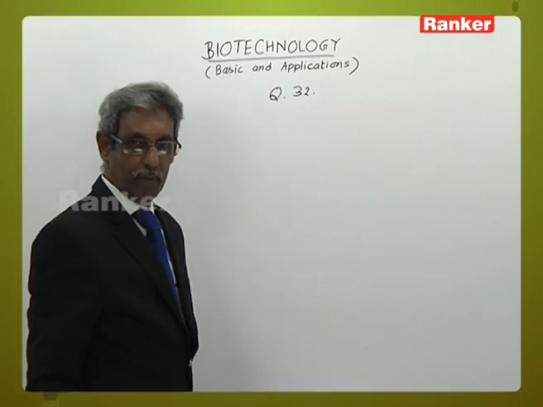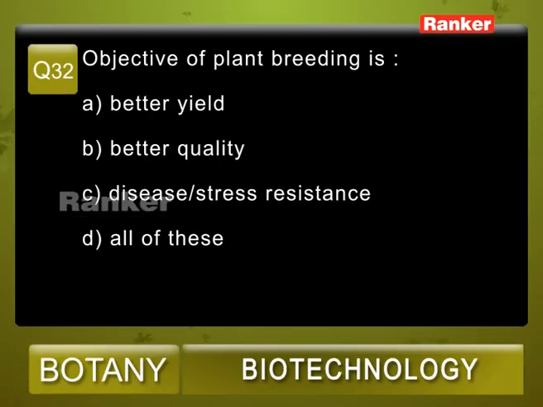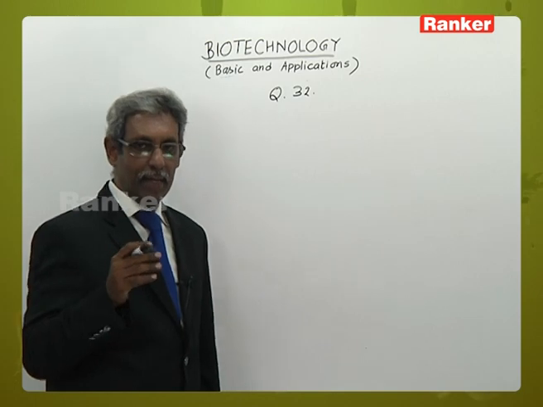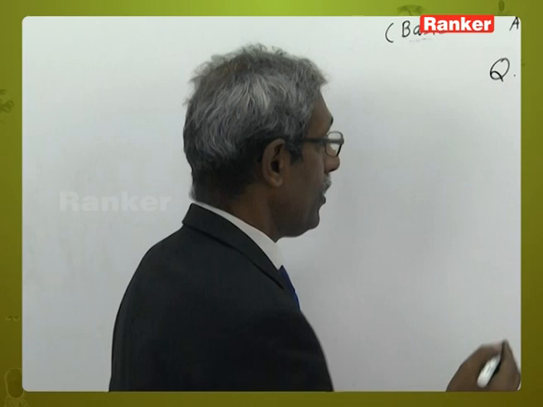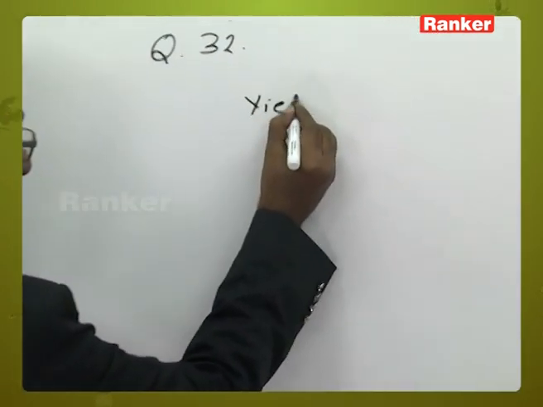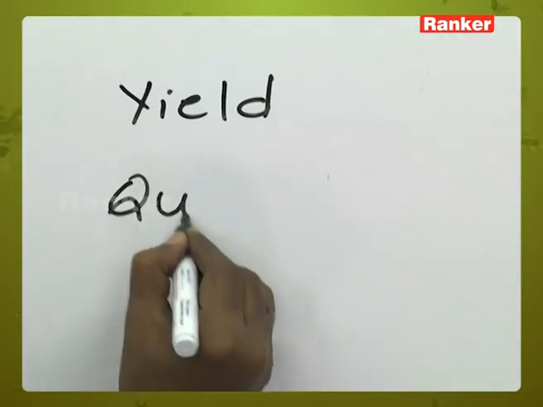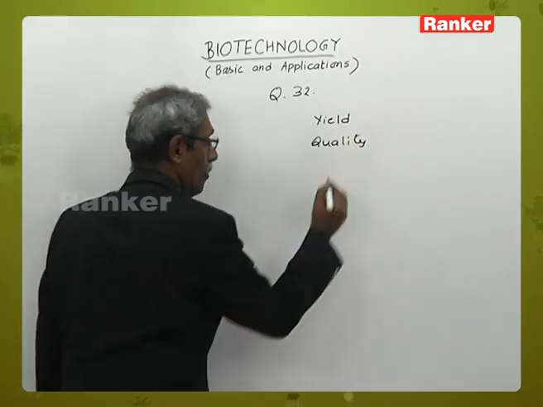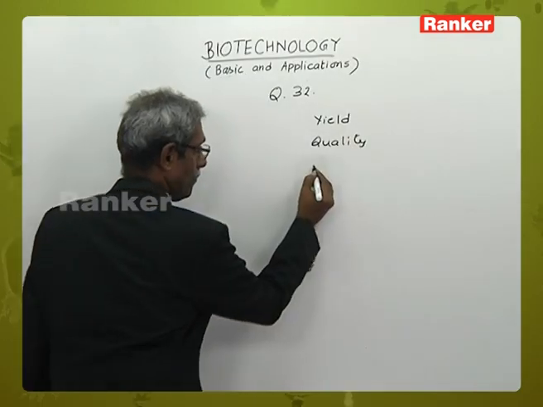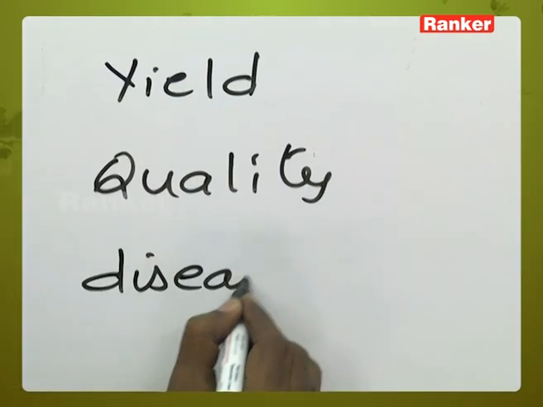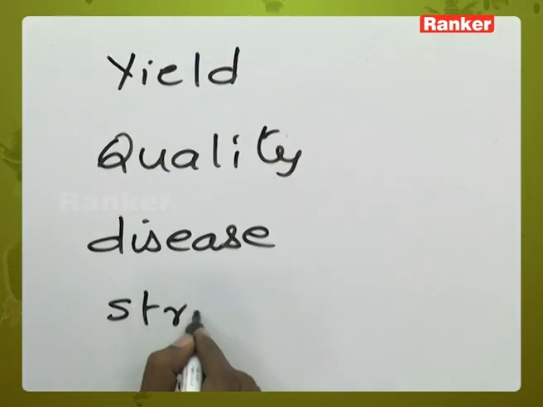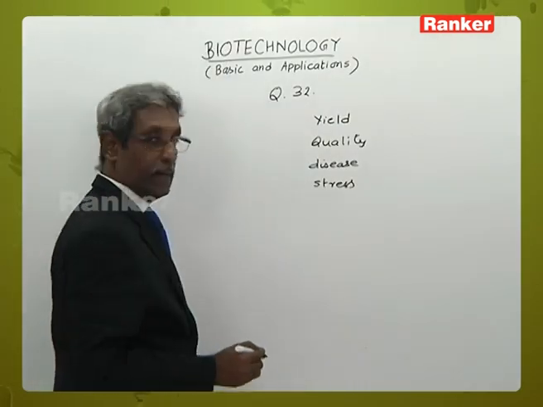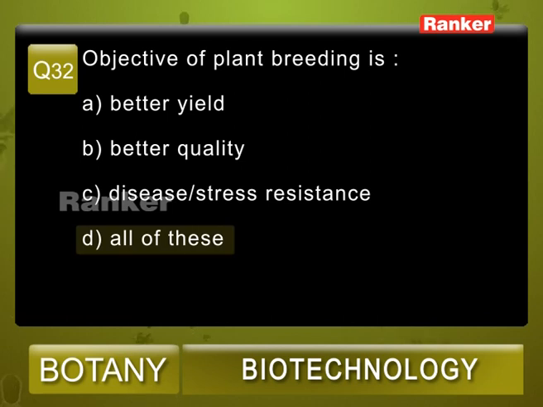Question number 32. The objective of plant breeding is a science which relates to improvement of crops for better yield, for quality, for disease resistance and stress resistance. Hence, the answer is D, that is all the above.